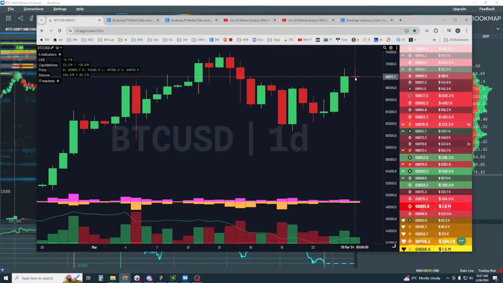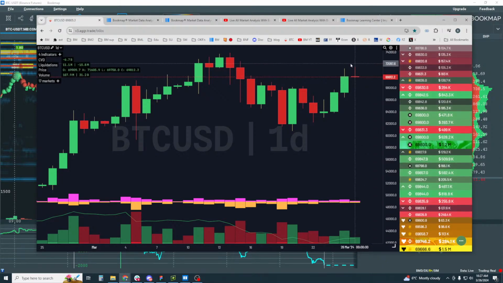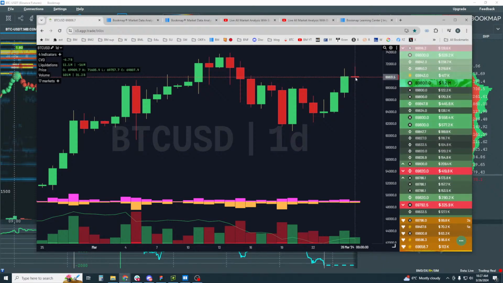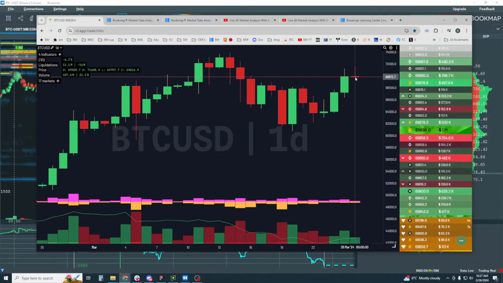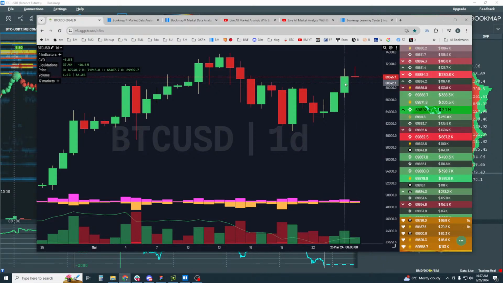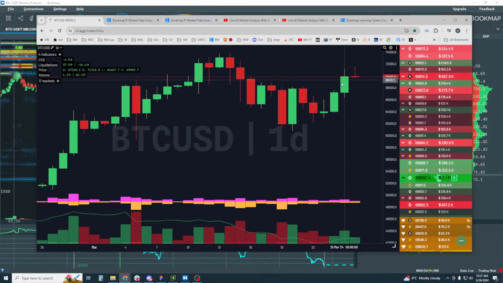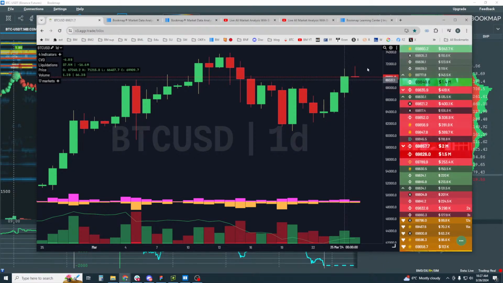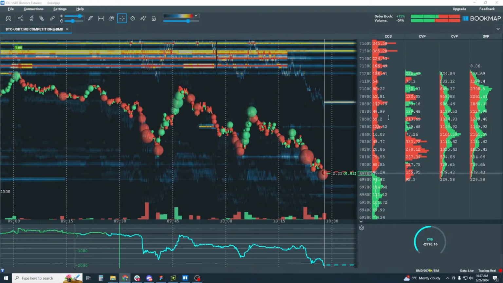Okay, so now we have to look at this in here and think about where price might go. We see there are sellers, so we're looking for these sellers to meet the buyers. Where are they on this candle in the daily chart? We don't know. Okay, so we're going to take a look.